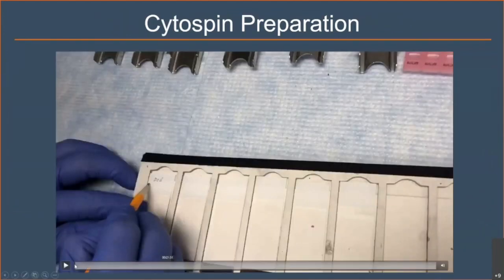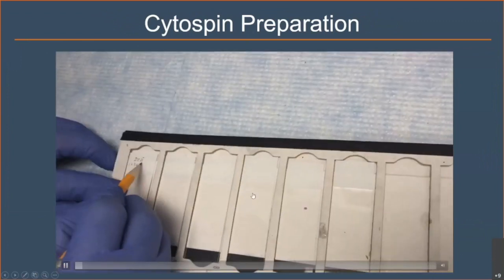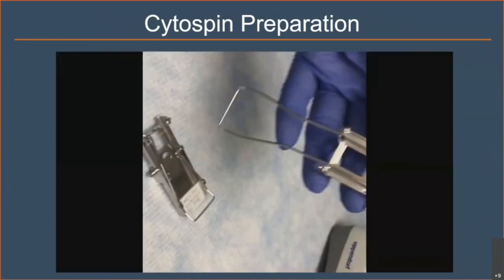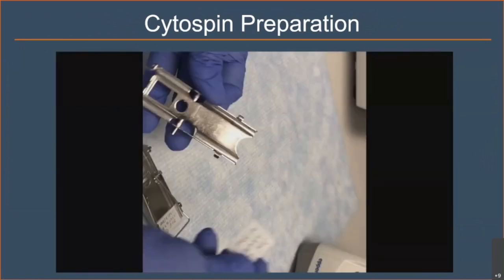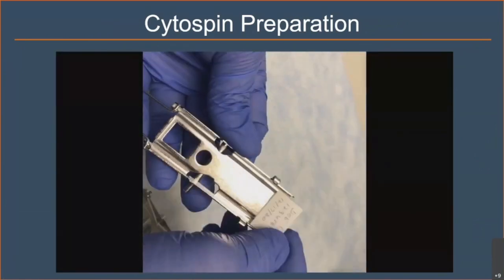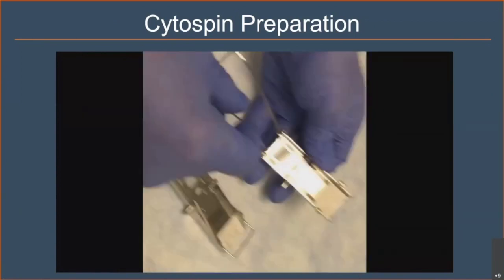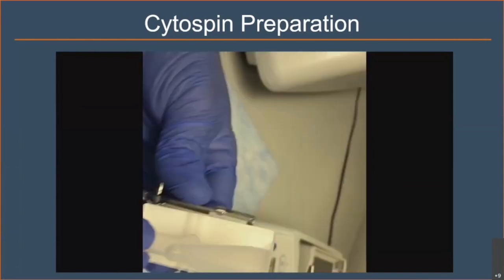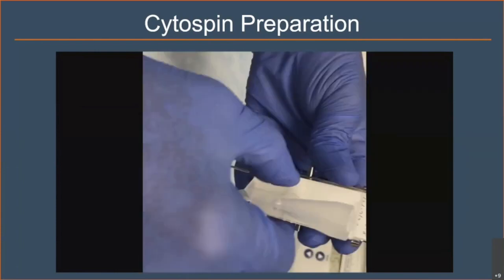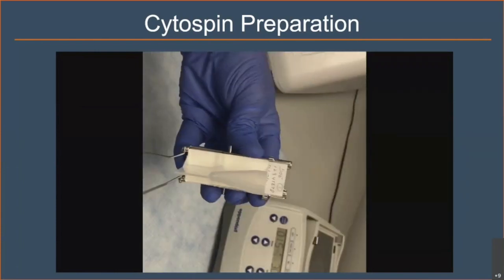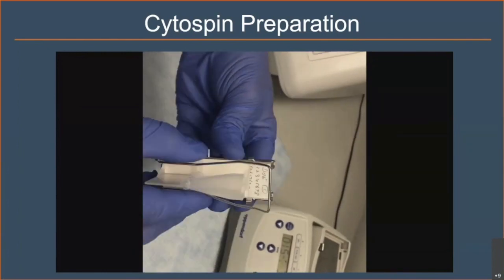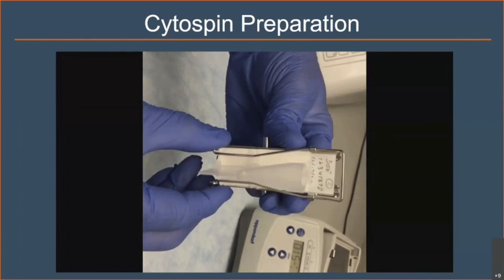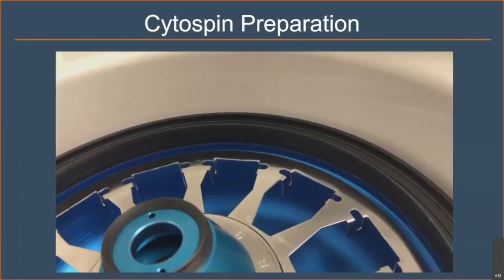Here I would like to show you a short video clip, and the patient information is provided on the slide, and the slide is placed in the metal holder. You can see the small circle on the metal holder. That is where the sample will be placed, followed by the cytofunnel. The cytofunnel is placed in the metal holder and placed in the rotor.